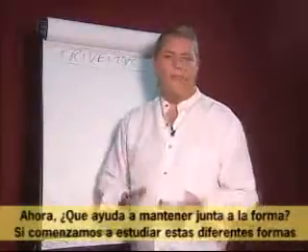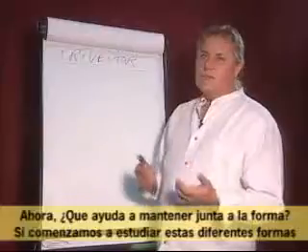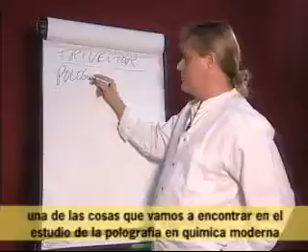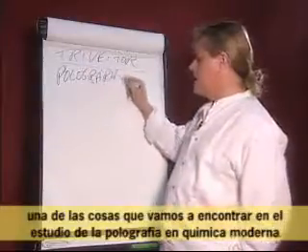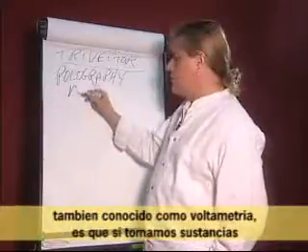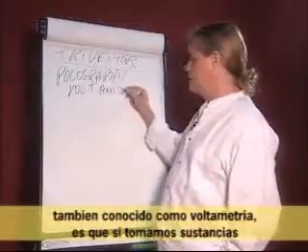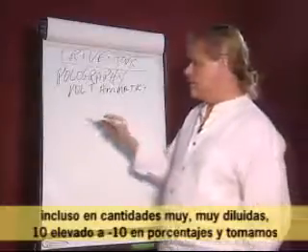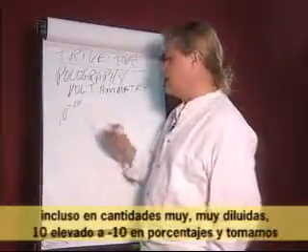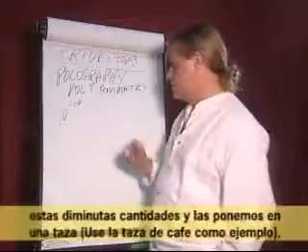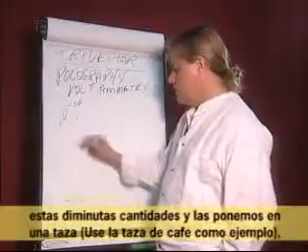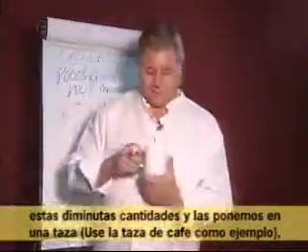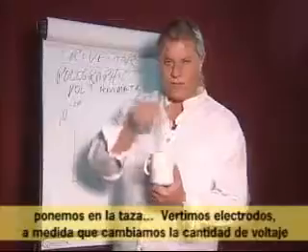Now, what helps hold together this shape? If we start to study these different shapes, one of the things we're going to find in the study of polarography in modern chemistry, it's also known as voltammetry, is that if we take substances, even at very, very dilute quantities, 10 to the minus 10th in percentages, and we put them into a bowl, I'll use the coffee cup as the example, we put in 2 electrodes.